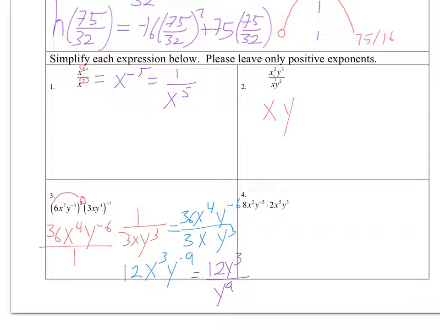All right, last, we've got 8 times 2 is 16. x squared times x to the 5th is going to be x to the 7. I'm adding those exponents. y to the 5, y to the 3. It's going to be y to the negative 2. To get rid of that negative exponent, we're going to write this as 16x to the 7 over y squared.